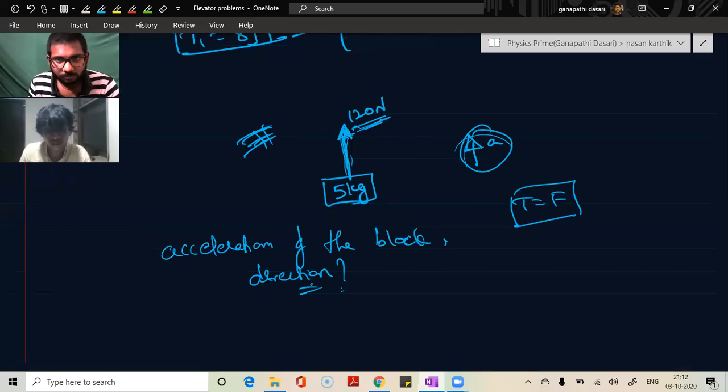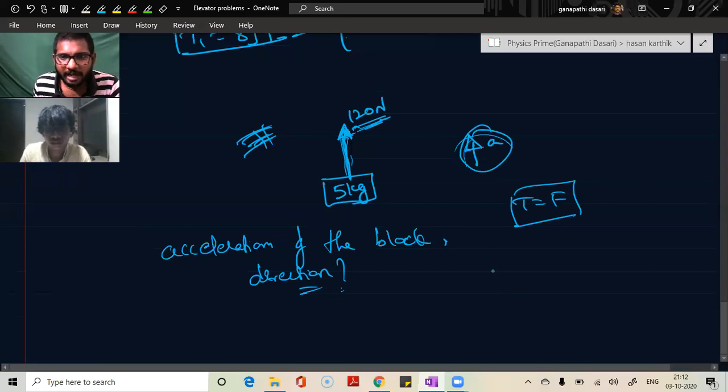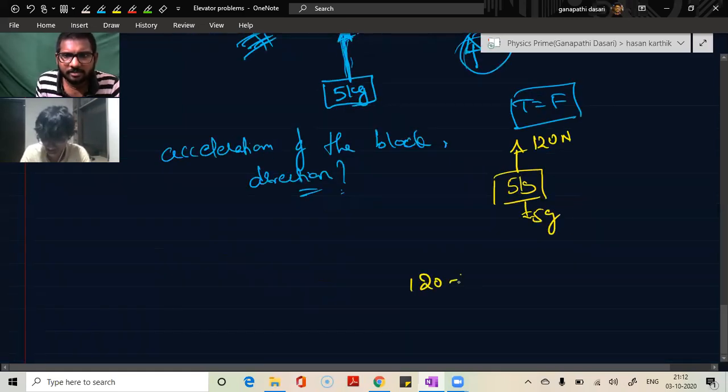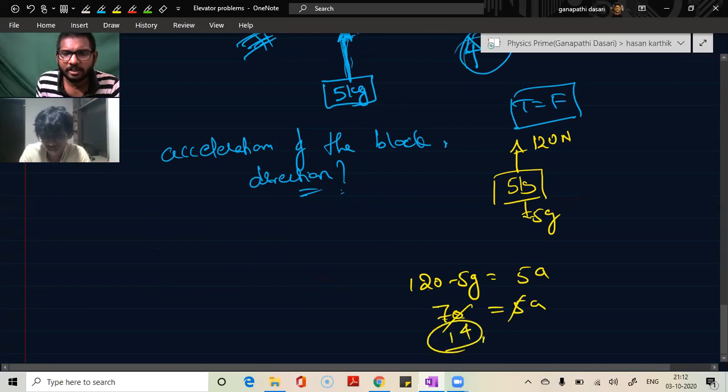14 meter per second square. If we take the 5 kg system as the free body diagram, then what will be the tension here? Entire string will get 120 Newtons. Downwards is 5g. Is there any other force? No, sir. 120 minus 5g is equal to 5a. 120 minus 50 is 70, so 70 is equal to 5a. 5 fours are 20, that's it. 14 meter per second square. Got it.